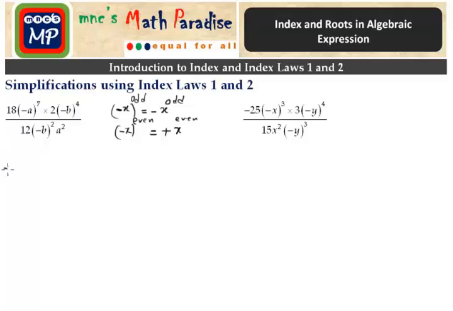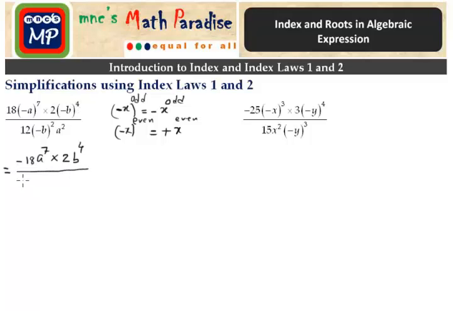So let us do the first example. Here we will first use the sign laws. So 18 times minus a whole to the power 7. Here the power is odd, 7 means an odd number, so we will get a minus out. So minus 18 a to the power 7 times 2 times minus b to the power 4. Here the power is even, so this minus b to the power 4 will become plus b to the power 4. So this minus is coming out because of this odd power, and this minus is becoming plus because of this even power.